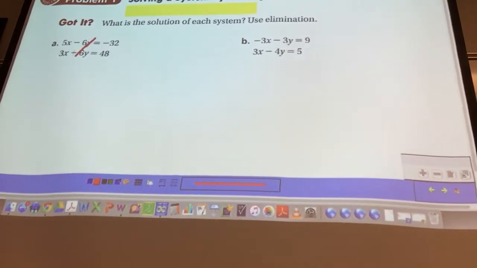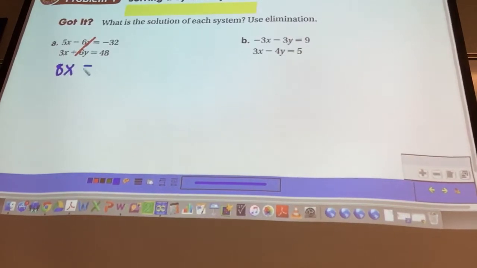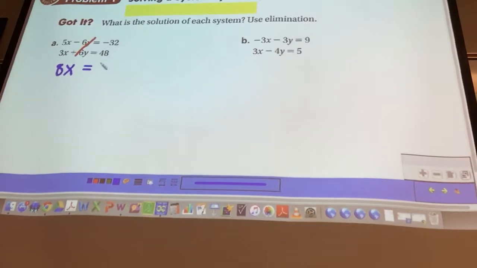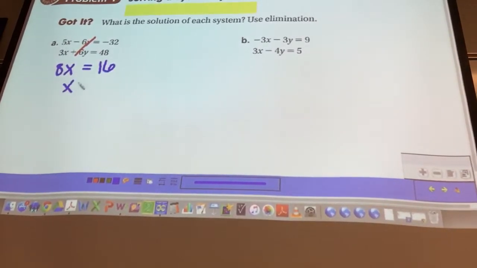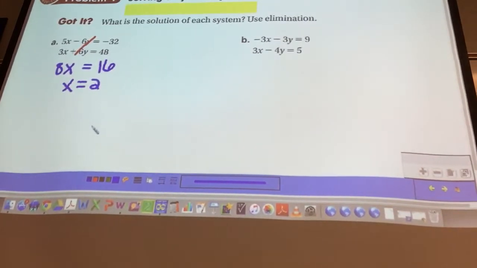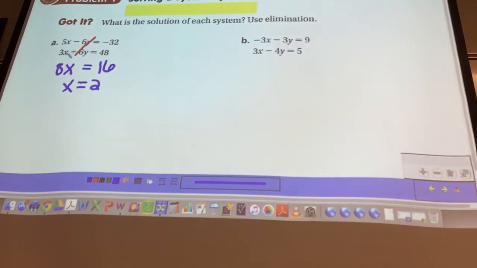Okay, so if you cross those out, the rest becomes really easy. 5x and 3x makes 8x. Remember, you're allowed to use calculators. Negative 32 and positive 48 makes 16. Okay, and then x is 2. But that's only half the problem. We have to figure out what y would be.